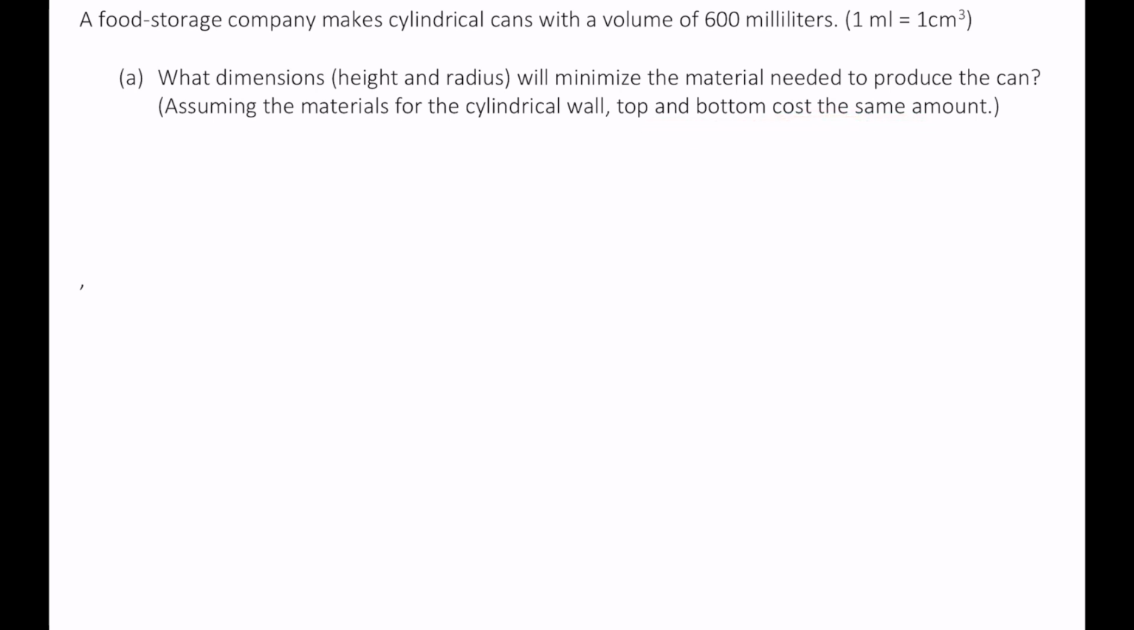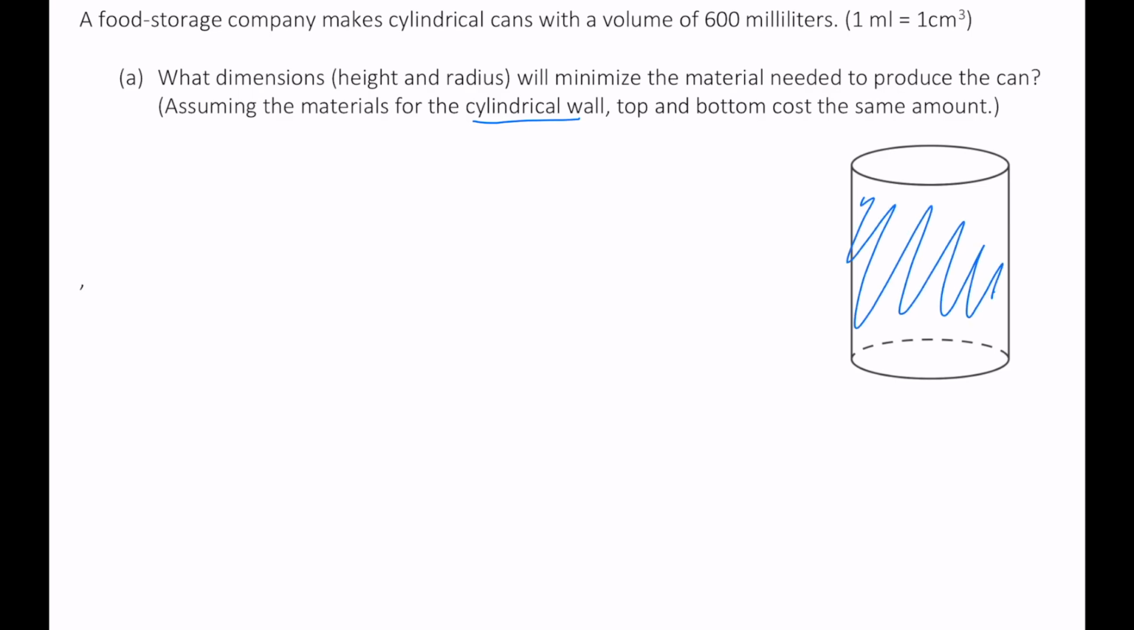Let me draw a cylinder to make this a bit more clear. All right, so there is a cylindrical can, and the cylindrical wall is all of this, the part that, say, wraps around, and the top and bottom are these parts.